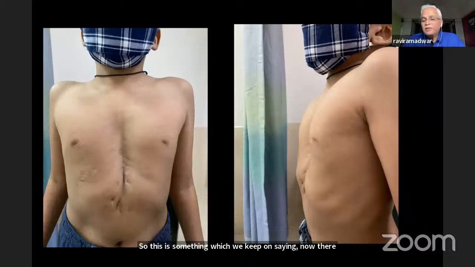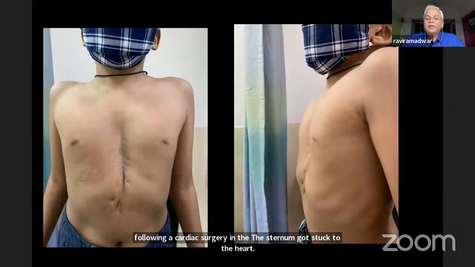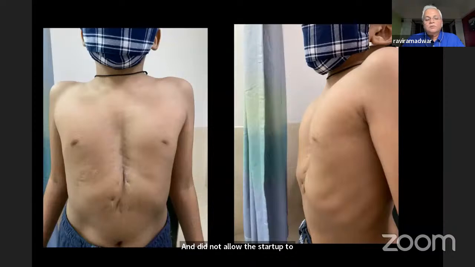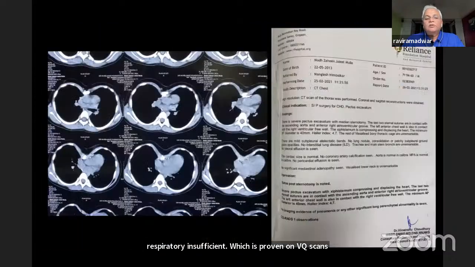Now, this is a very, very interesting scenario. Pectus excavatum following a cardiac surgery in neonatal age. The sternum got stuck to the heart and did not allow the sternum to grow, causing respiratory insufficiency, which was proven on VQ scans, on spirometry, and a variety of investigations by pulmonologists. So finally, a decision came that we need to operate, and we did a CT. On the CT, you could see the sternum was actually pushing into the heart.